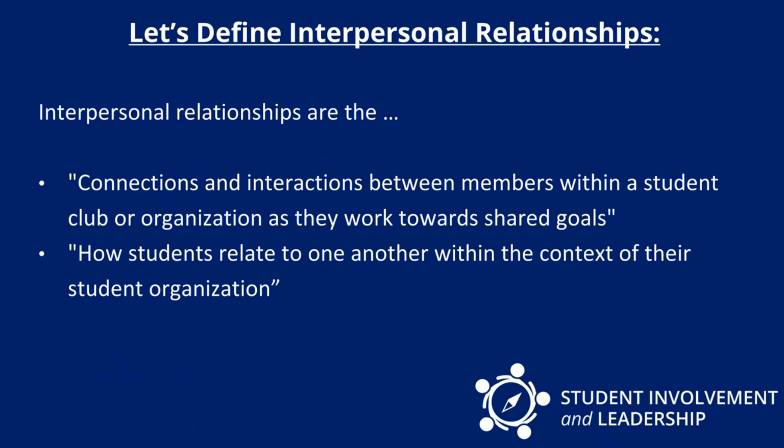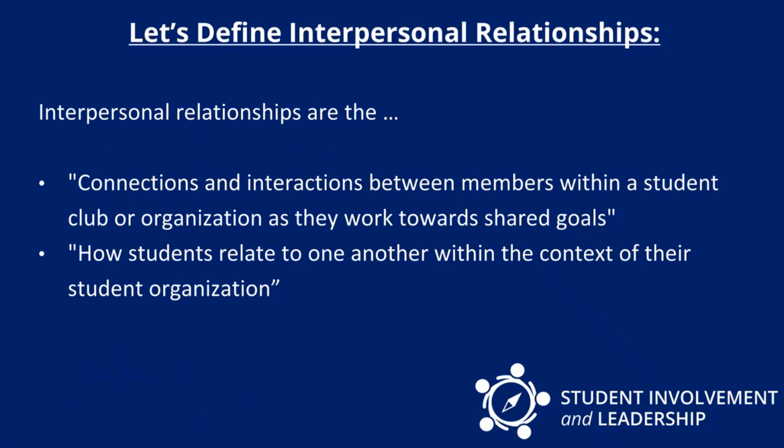So in other words, it's how the students are going to relate to one another within the context of their student organization. And interpersonal relationships are very important in student organizations because they can make or break conflict as well as productivity and being able to achieve your mission and goals.